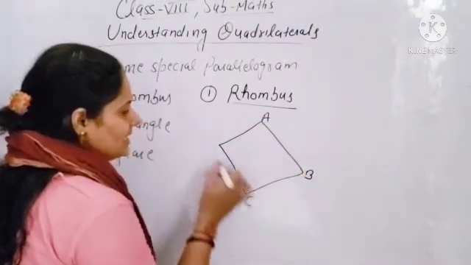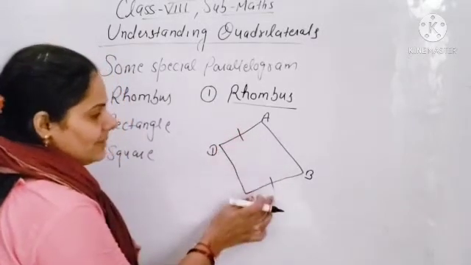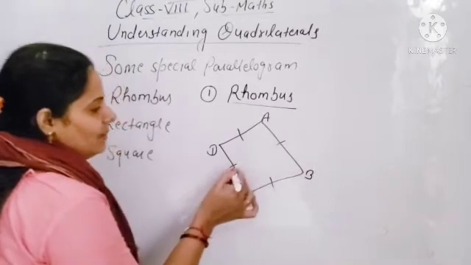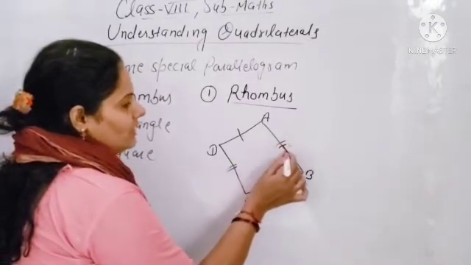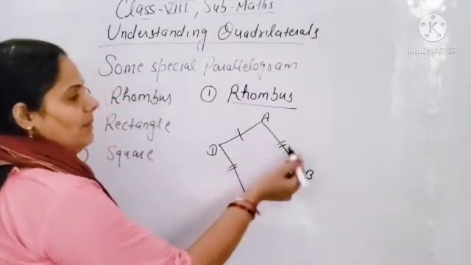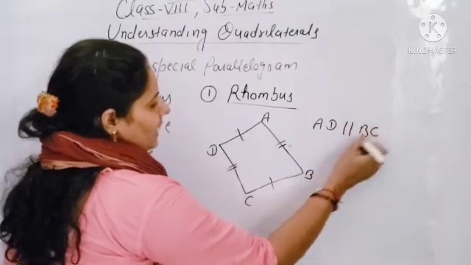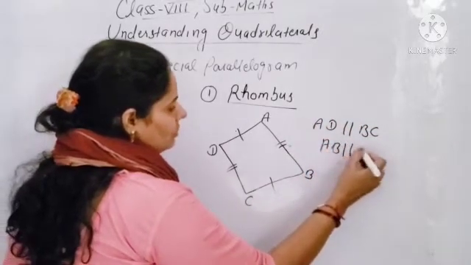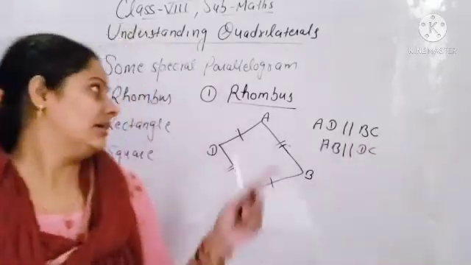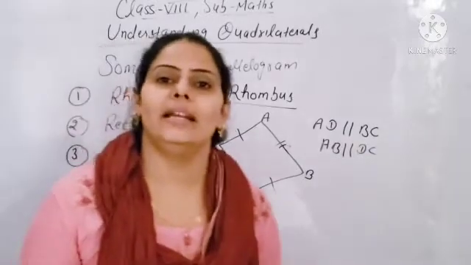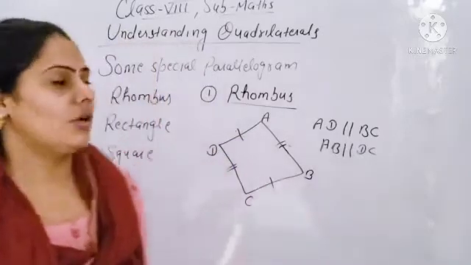For example, ABCD is a parallelogram. Here side AD is opposite to BC, and this side is opposite to this side. So you can write AD will be parallel to BC, and side AB will be parallel to DC. Clear? Where both pairs of opposite sides are parallel, and the rhombus is also a type of parallelogram.